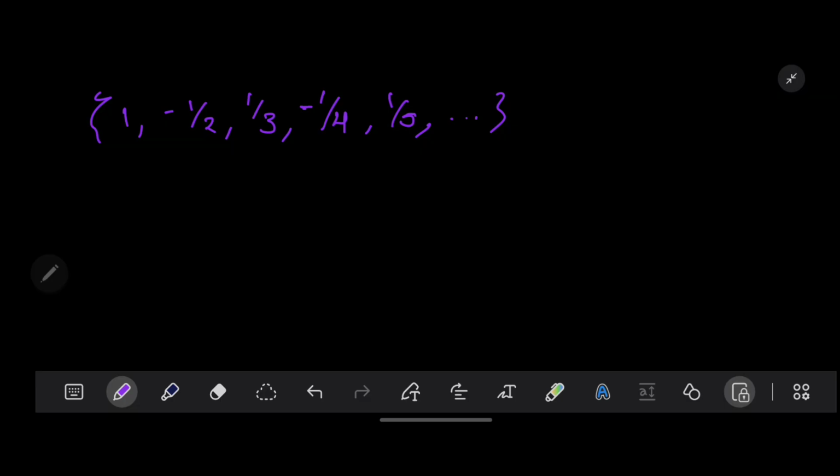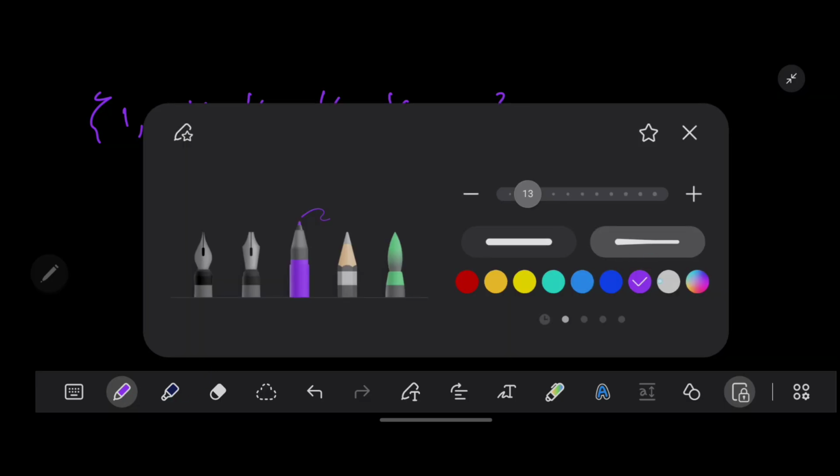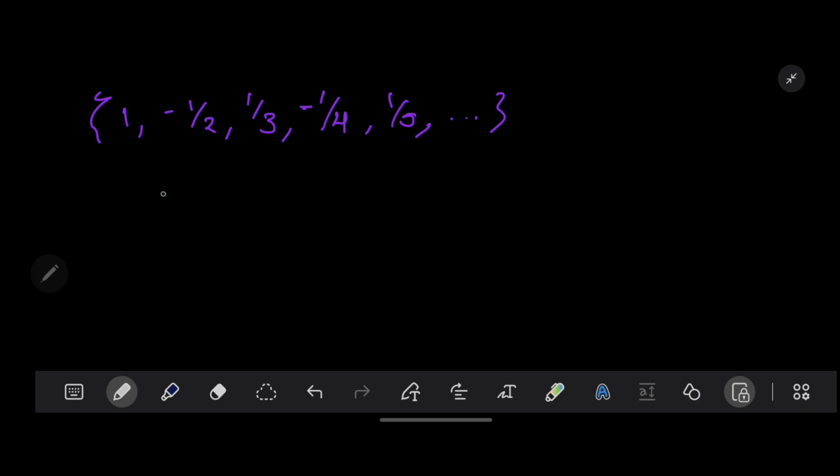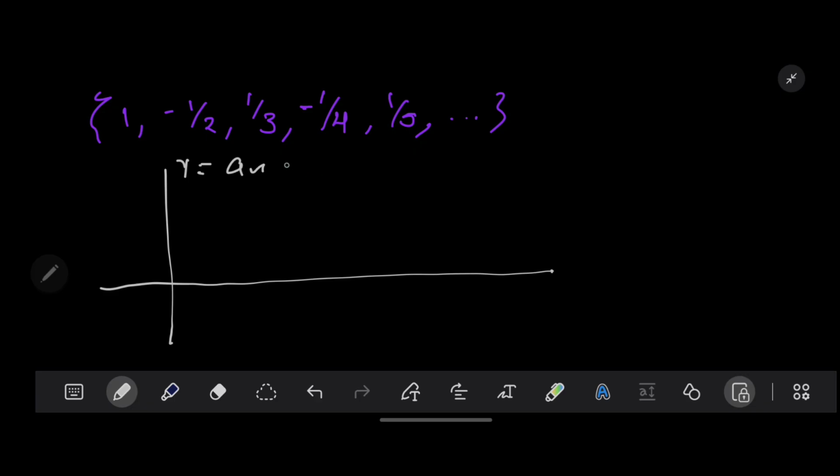So let's draw a graph to fit our sequence to properly understand the sequence. So this is the y-axis, and this is the horizontal axis, the x-axis. So y should be equal to a_n, being the nth term of the sequence, and this horizontal axis should be n. So when our n is 1, y is the first term, so a_1. So the first term is 1, so 1, 1.